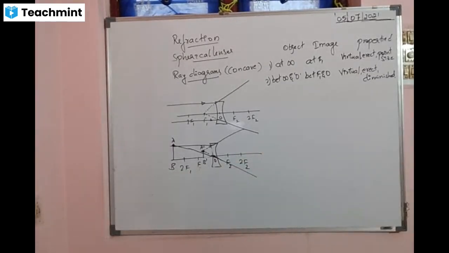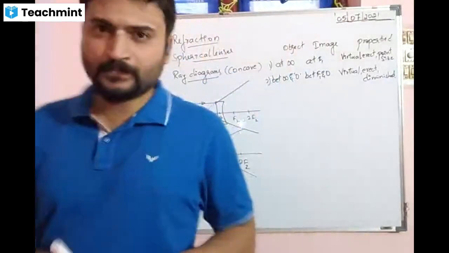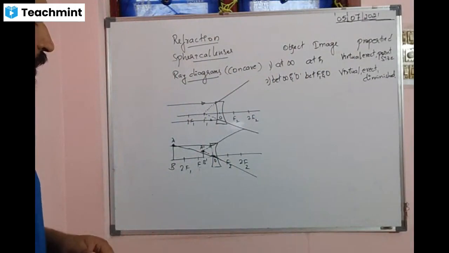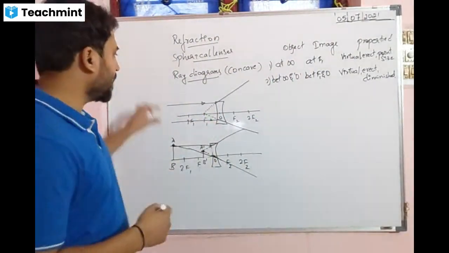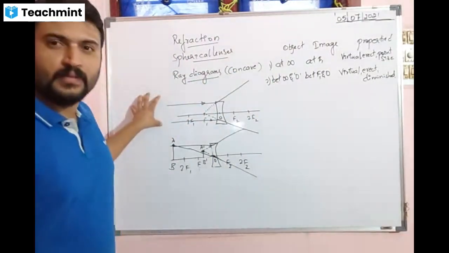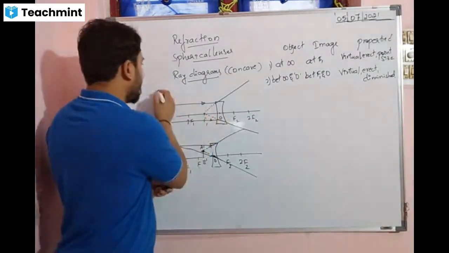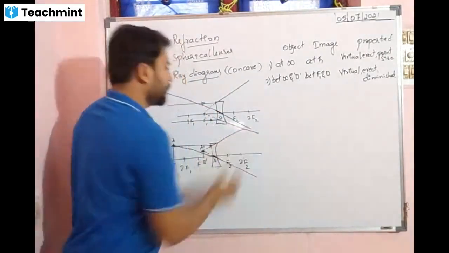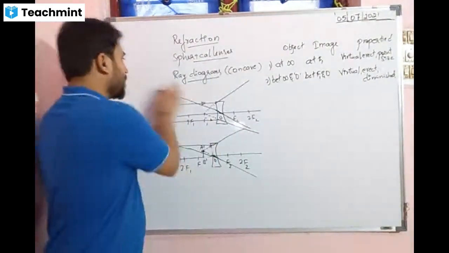Sir, why when the object is at infinity, is the ray not passing through the optic center? When the object is at infinity, see the type of rays coming from the object, we have to consider. It can also come from here. No doubt, it will pass straight away and move out.